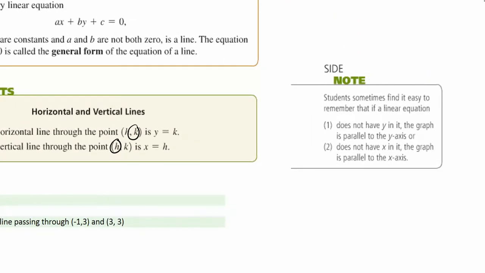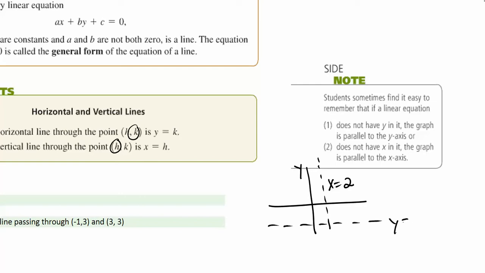It says sometimes students find it easy to remember that in a linear equation, if it does not have a y in it, the graph is parallel to the y-axis, and if it does not have an x in it, the graph is parallel to the x-axis. So if you think about this line right here, call this the line x equals 2. Notice it's parallel to the y-axis. It doesn't have a y in it, so it's parallel to the y-axis. And here, if you think of this line, maybe y equals -3, it's parallel to the x-axis. So something to think about.